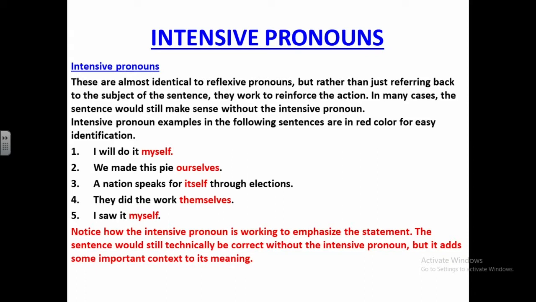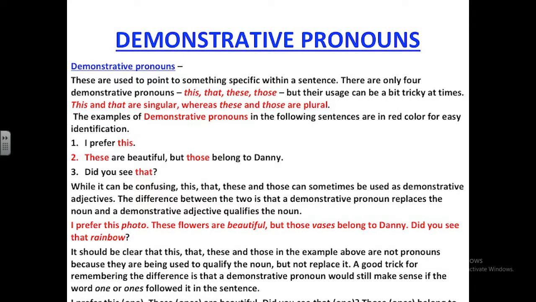Note that intensive pronouns work to emphasize the statement. The sentence will still technically be correct even without the intensive pronouns. But the intensive pronoun adds more importance to the context of the meaning of the sentence. I hope that is understood. Mariama, do you understand? Very good. We proceed. The next type of pronouns are the demonstrative pronouns. These are used to point to something specific in a sentence.